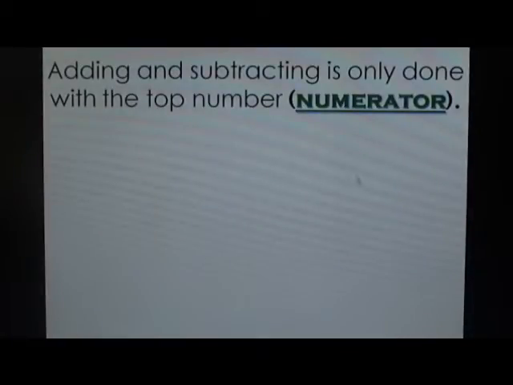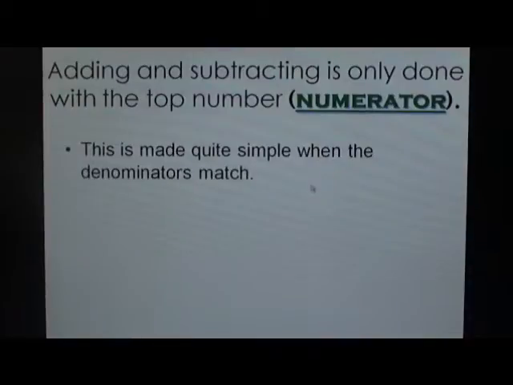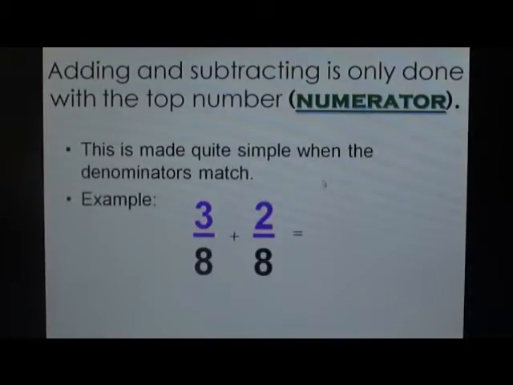Now remember that you only add with the top number. The bottom number is just going to tell you the size of the pieces and the name of the fraction. So we have to have that the same, and then we'll go ahead and add the numerators or subtract the numerators of the fractions involved. Well, it's really easy when the denominators are the same. Here's a simple problem.